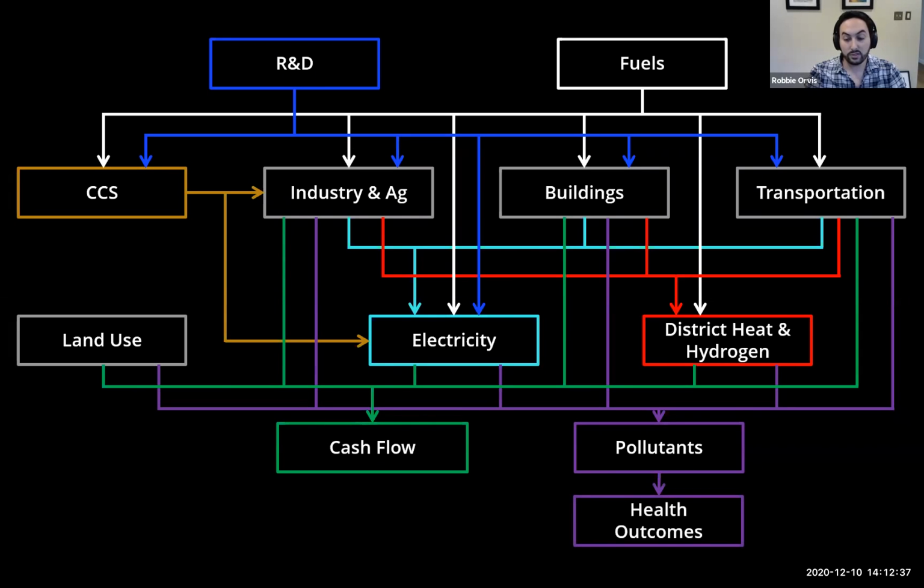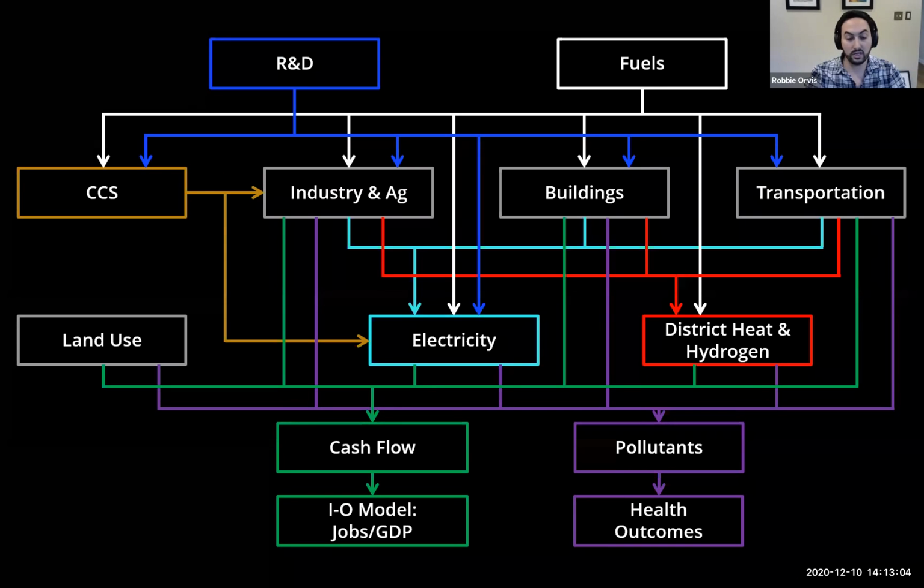From pollutants, we also can estimate health outcomes, and we'll get into this more in a bit. Here we are looking at, for example, changes in premature mortality, as well as changes in a bunch of different morbidity outcomes, including, for example, avoided asthma attacks, avoided lost work days, et cetera. And the cash flows are fed now into an input-output model that's embedded within the new version of the EPS that allows us to estimate the jobs and GDP impacts of policy scenarios.